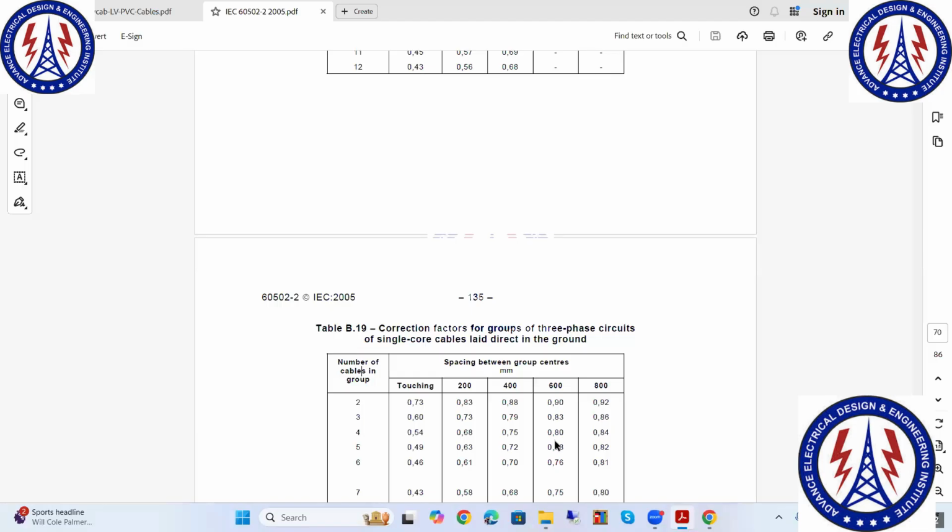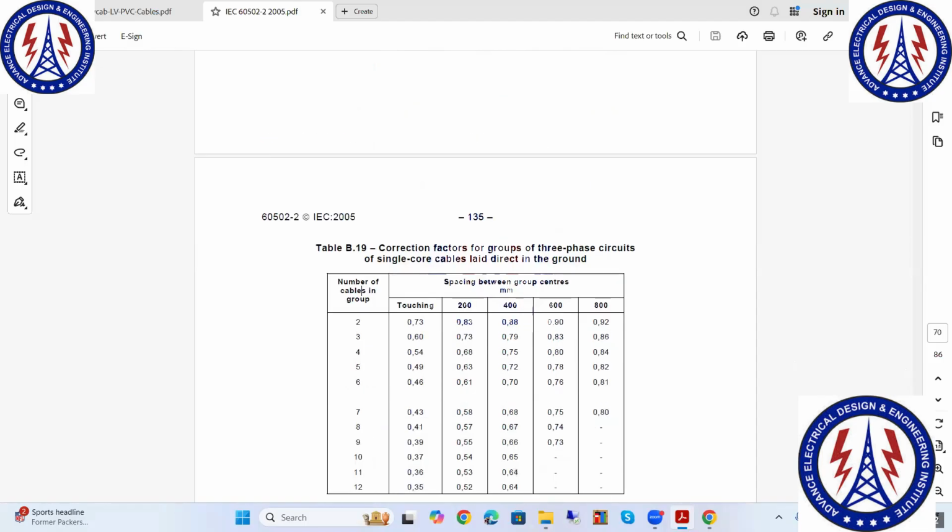It is for the cable cross section, cable core, whether that is single core or multi-core. Okay, thank you.